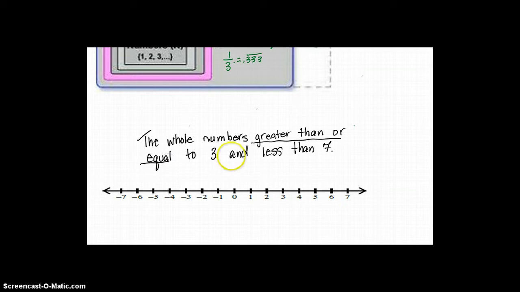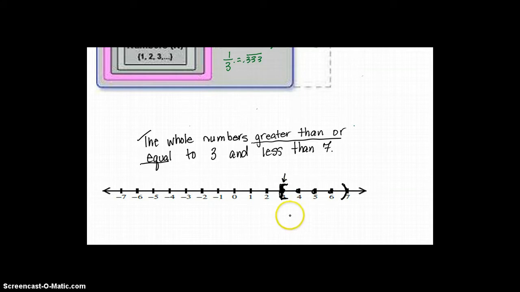So I'm going to go to 3 and I'm going to put a bracket. See that bracket? And it should go right over the line there. And less than 7, so that one's going to have a parenthesis. Okay, and I want just the whole numbers. So this one is going to include 3, because it has a bracket, 4, 5, 6.